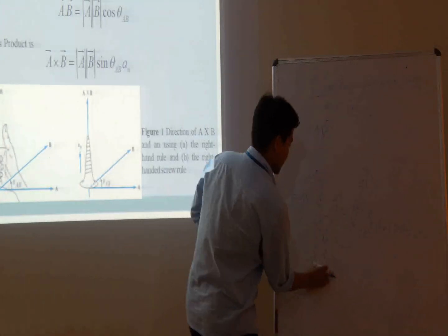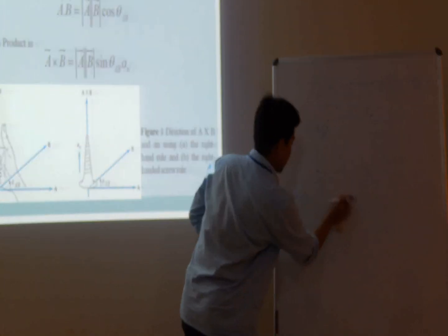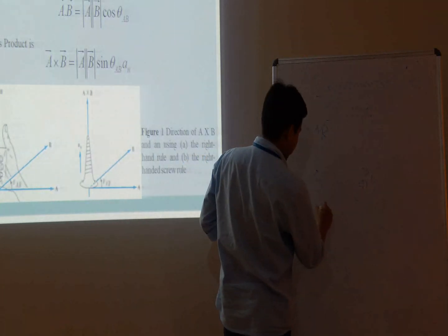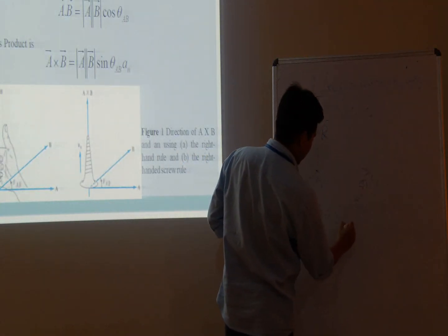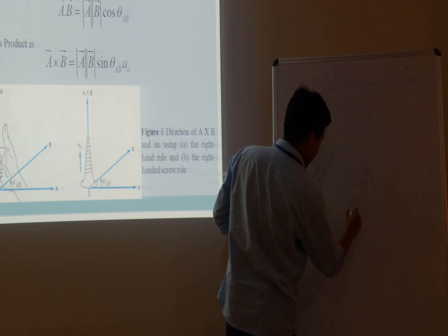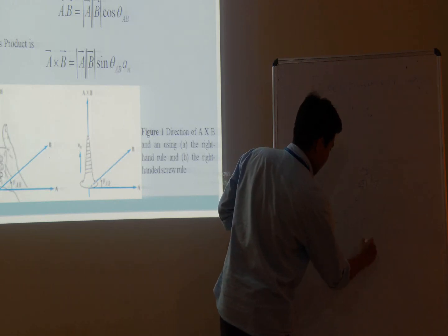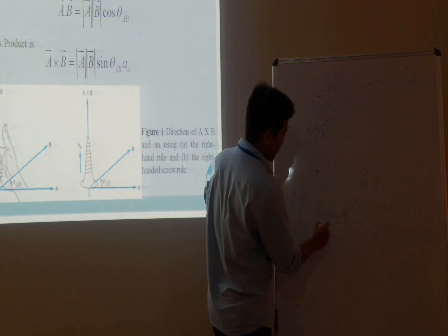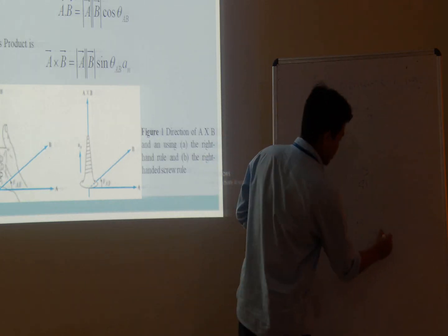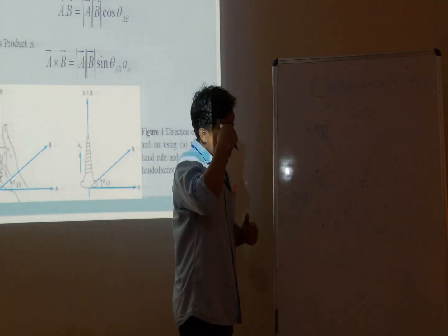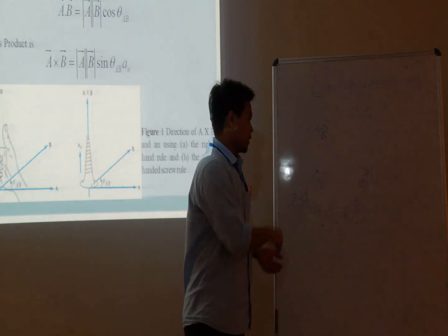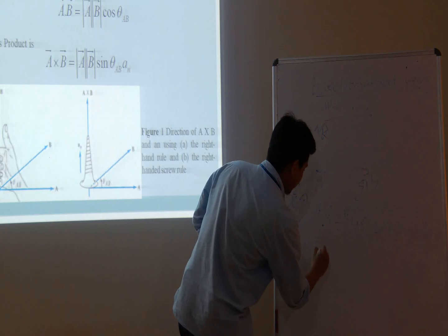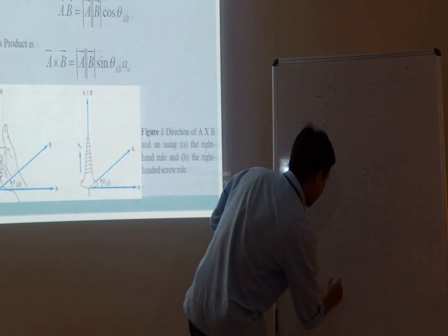And if we take the same unit vector, like i cap dot i cap, the angle between i cap and i cap is 0, and cos 0 equals 1. Always remember the magnitude of a unit vector is always 1. So similarly, j dot j equals 1, k dot k equals 1.